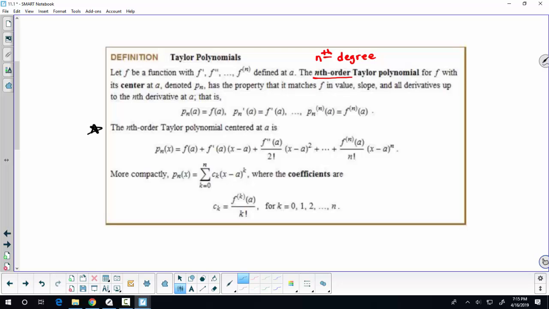The nth order Taylor polynomial p sub n centered at A is f of A plus f prime of A times x minus A. And you should recognize that at least the first two terms are the linear approximation. But this goes even further and it says we're going to go out to the nth degree. How did we come up with that?